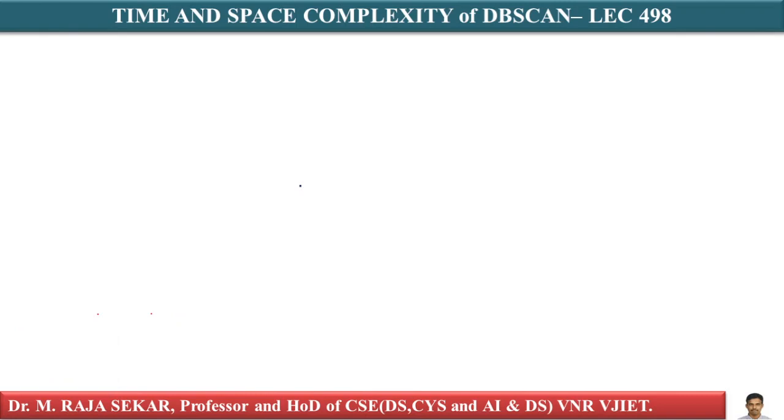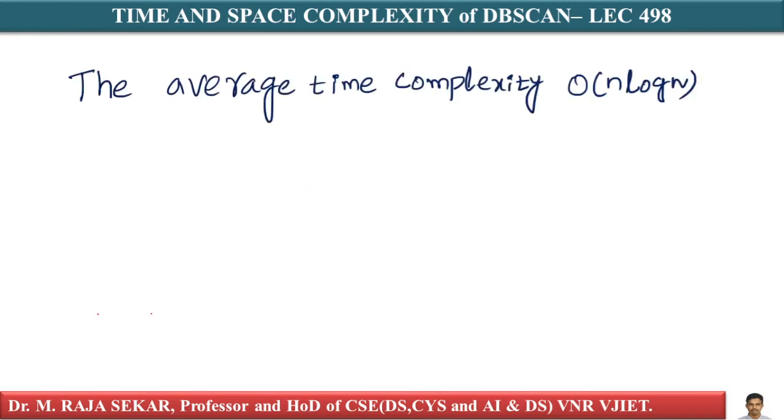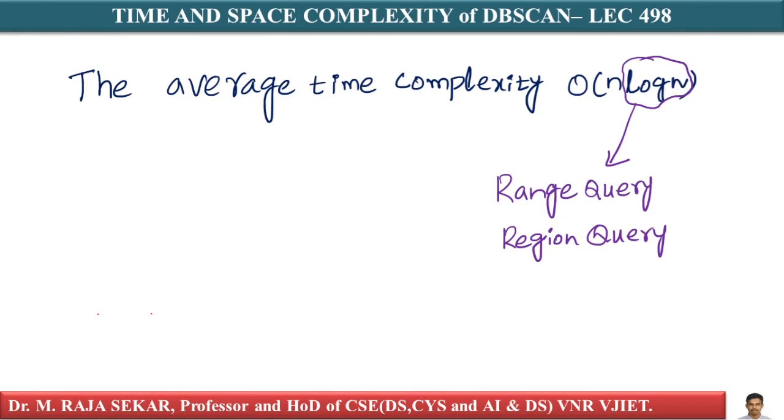In this lecture, we will try to understand the time and space complexity of the DBSCAN algorithm. The average time complexity is typically order of n log n, because it typically takes log n time for your range query or region query with some optimized implementations like KD tree or octree.